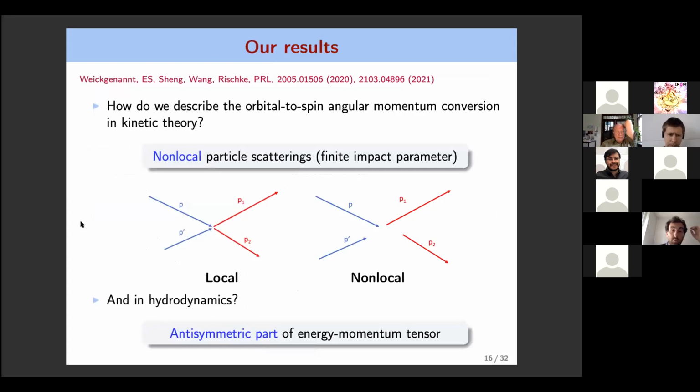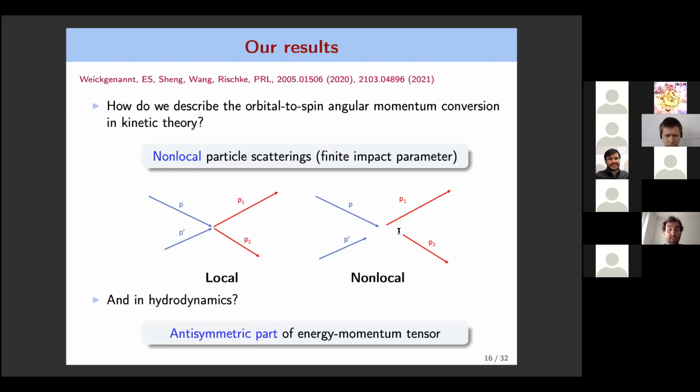First of all, just to summarize our results that were presented in these papers, the first one of which has been recently published. Our theoretical framework describes this orbital to spin angular momentum conversion, necessary for the spin to evolve and align along the direction of vorticity. This is driven by non-local particle scatterings in a kinetic framework. This means that particles do not collide in one point, as this cartoon illustrates, but rather there is some finite impact parameter between particles inside the medium.